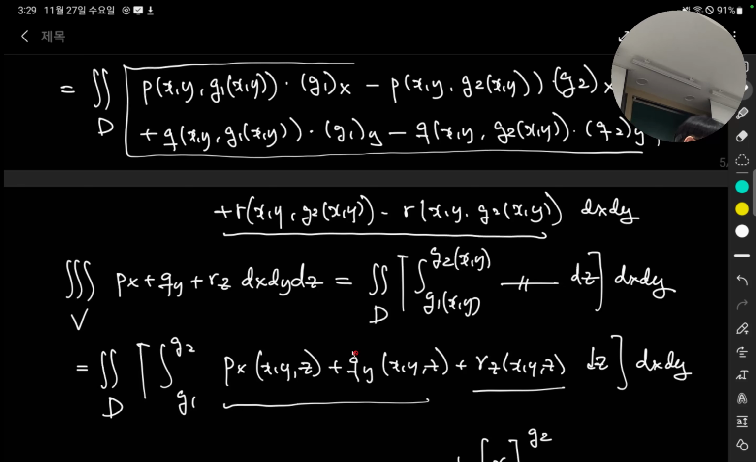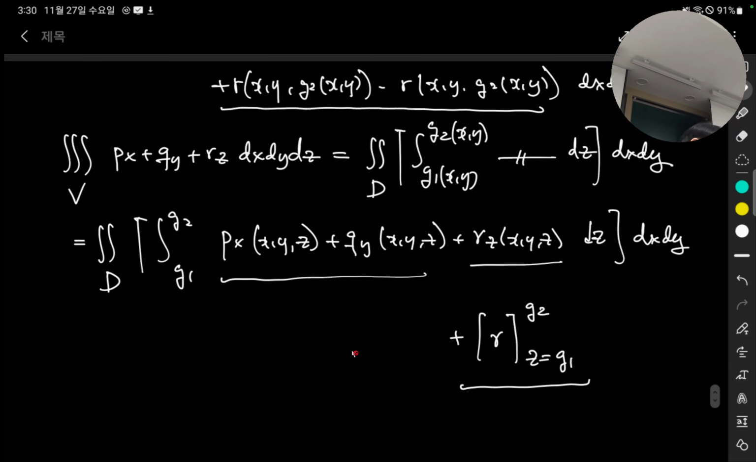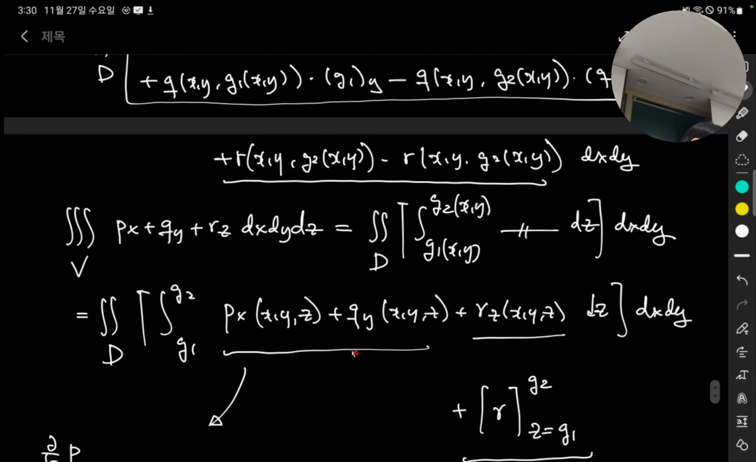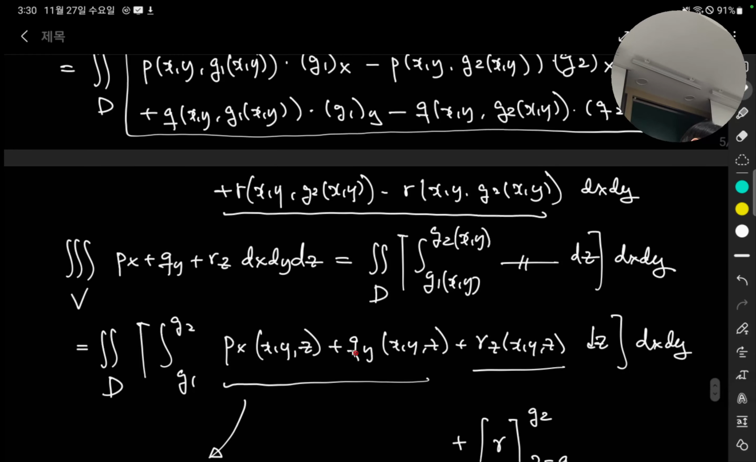Okay, let's think about the way I can do this. Let's think about this way. So if I take del z of P, let's see, how should I do this? So, G1.